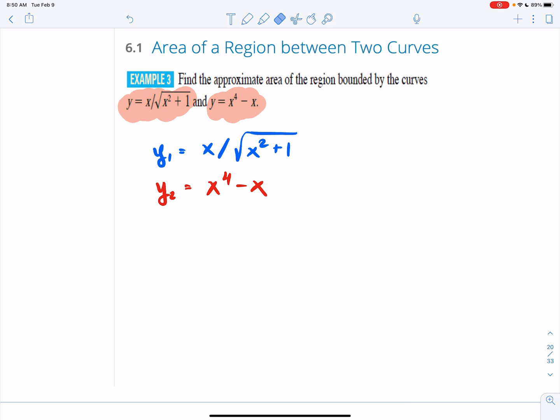y2 will be x to the 4th. Now remember, to do exponents, you use that little caret button, right above the division sign.